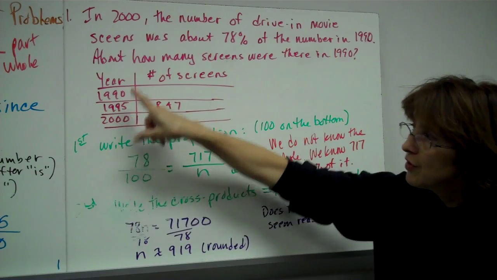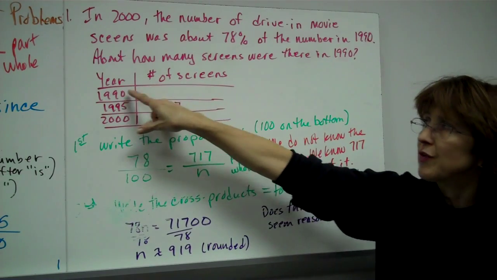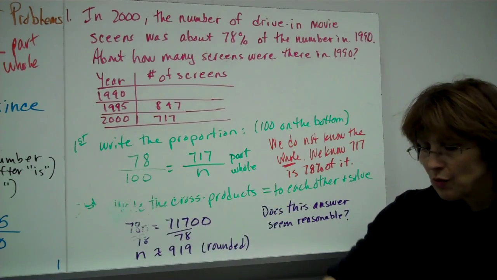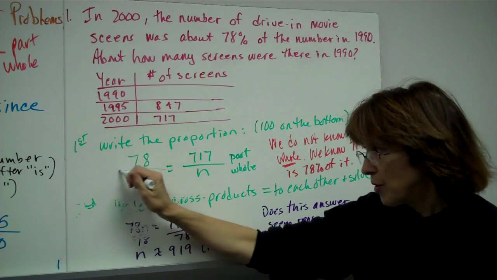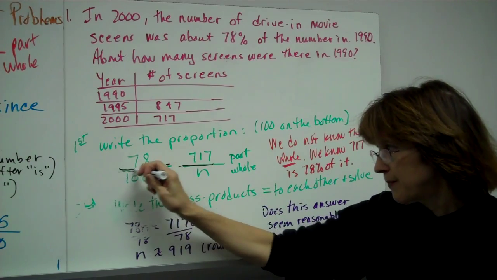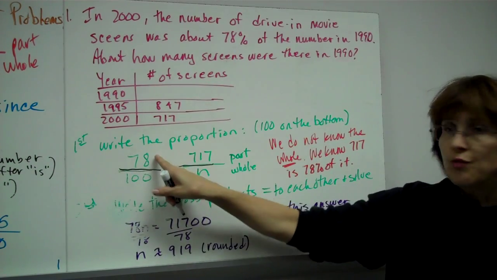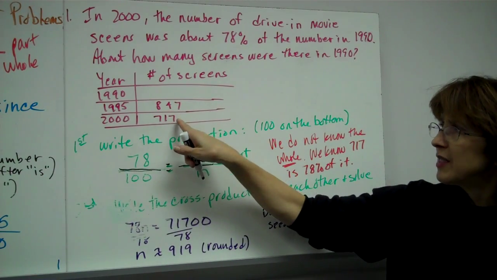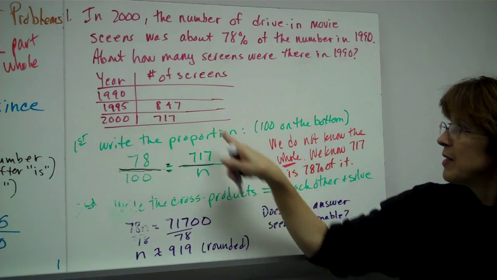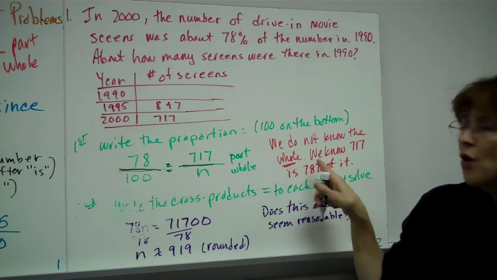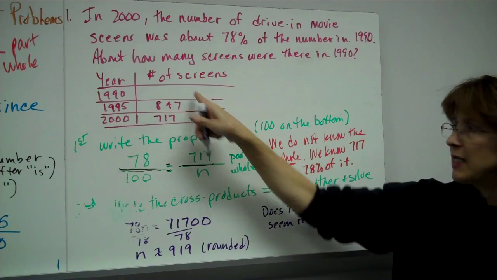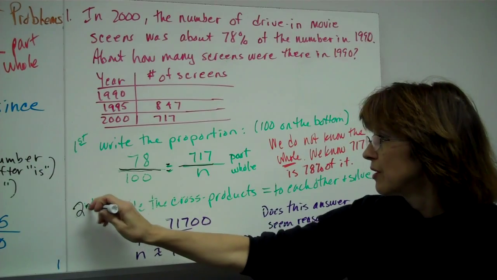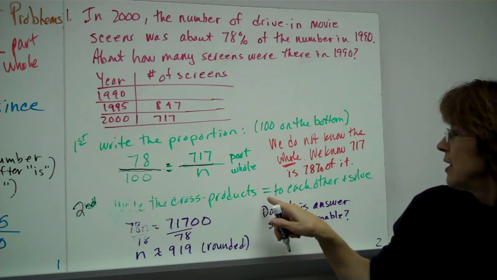And here's a little chart they give you. Here's the year and the number of screens, and it's blank for 1990. Okay, so first you write your proportion, write down your skeleton, which is just the bar equals the bar, okay? And you know the 78%, you write that down first, that's easy. Then you got to figure out, well, I know 717 in 2000, and that's going to be the part, okay? We don't know the whole. We don't know how many total there were in 1990, and that's going to be the whole, so that's where your n goes.